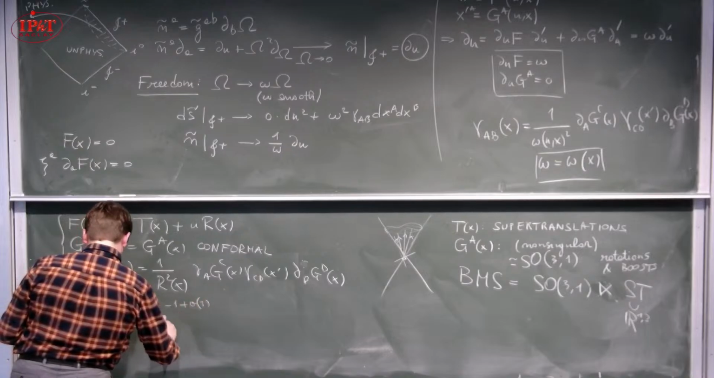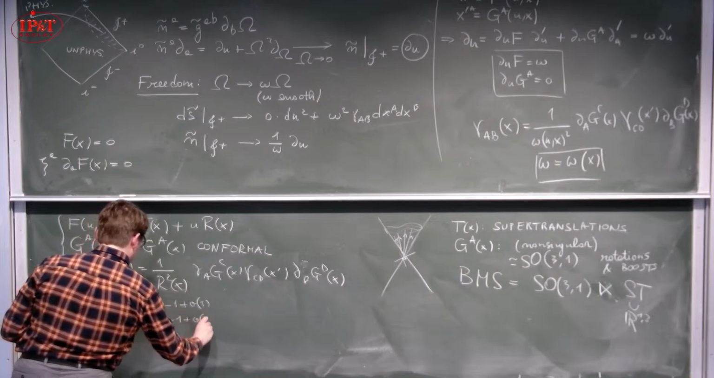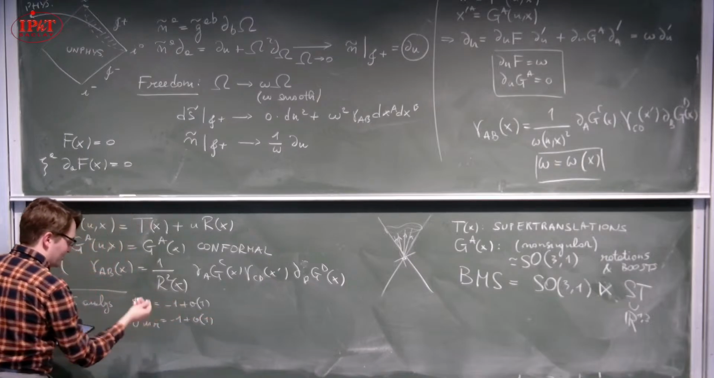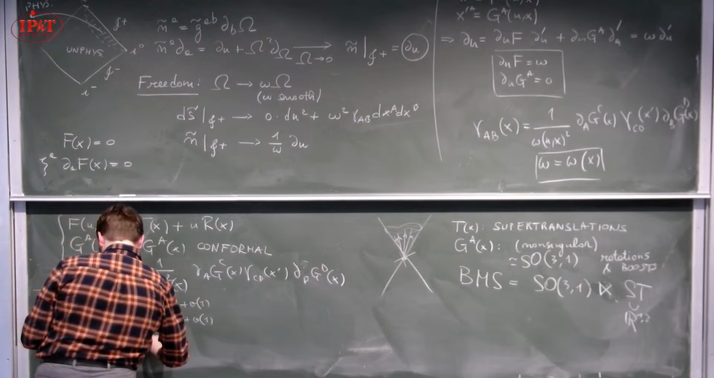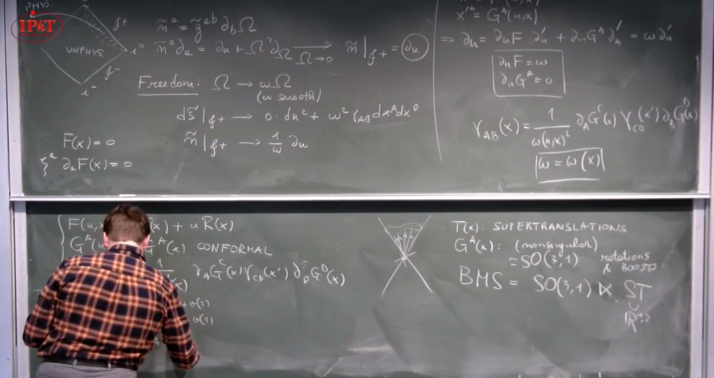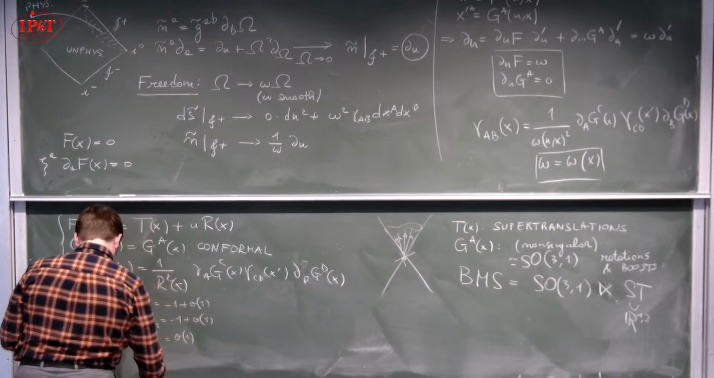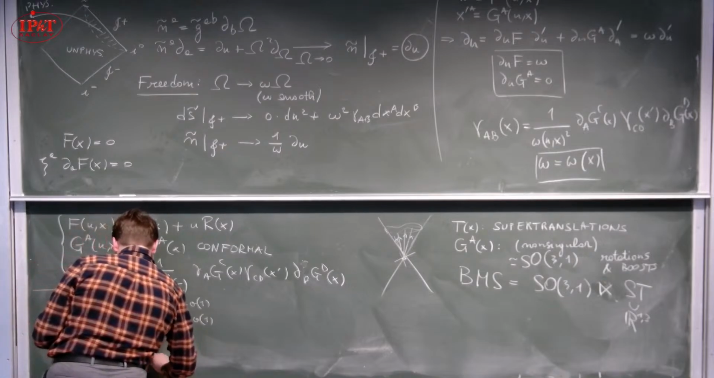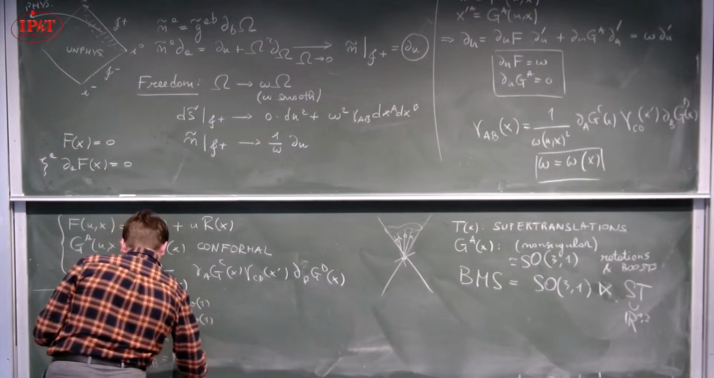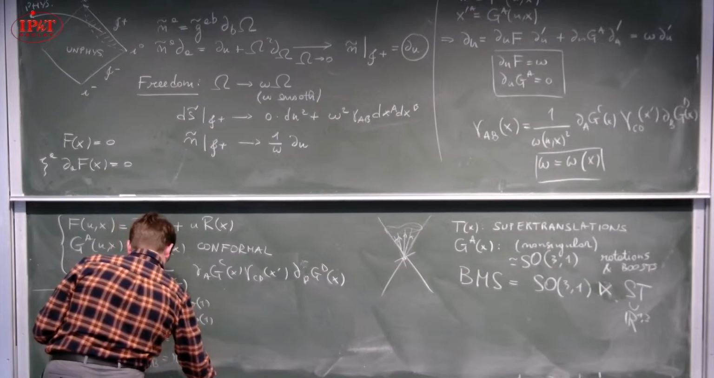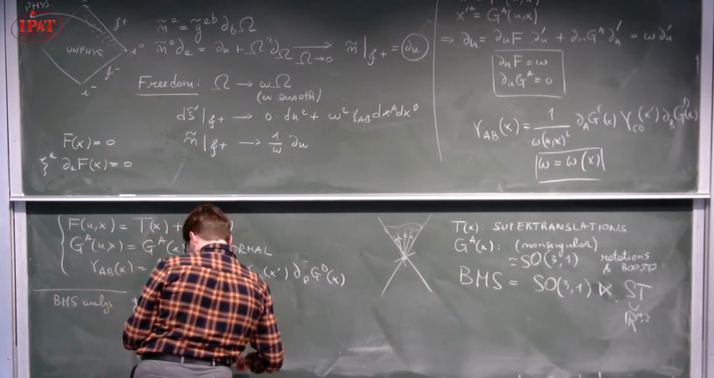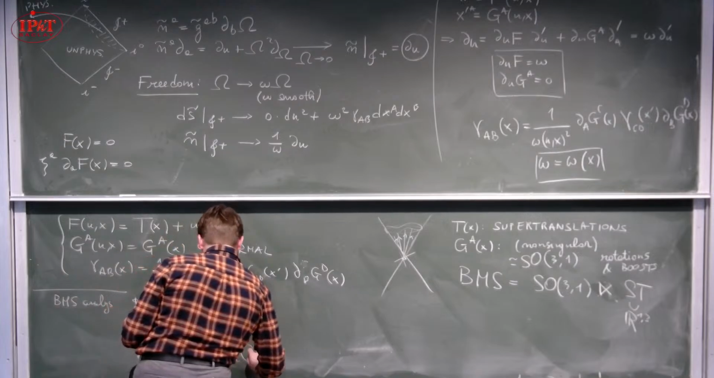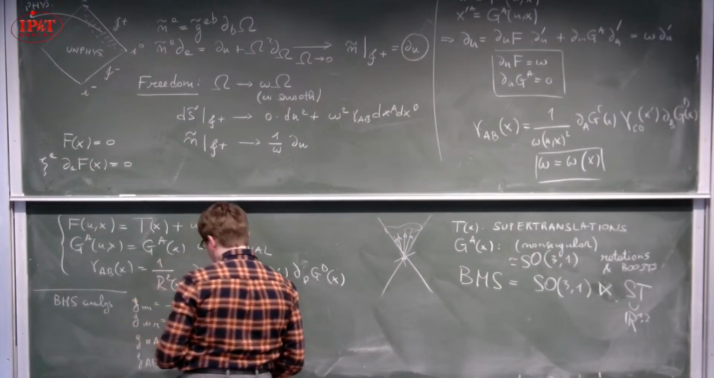g_ur is also -1 plus something that goes to 0. So they are small perturbations of the flat metric that we had earlier. g_uA is small, and g_AB, of course, is r squared times the metric on the sphere, plus something that is small with respect to r squared. So let me call it rC_AB. We assume a power law behavior.